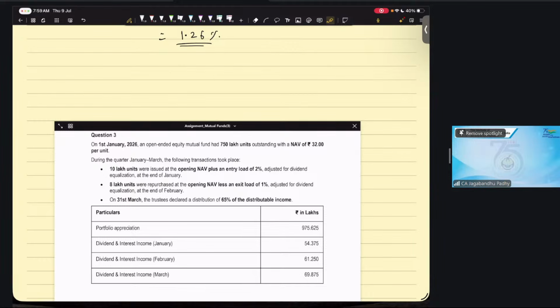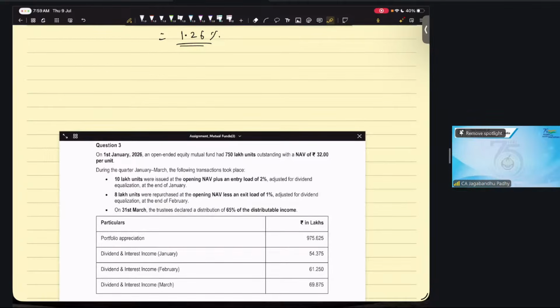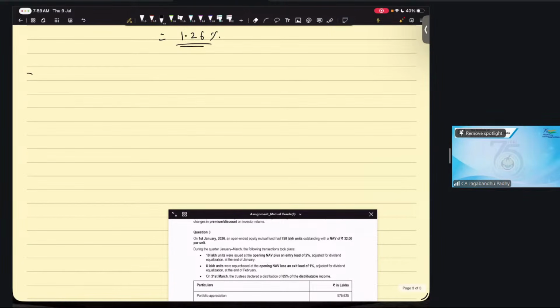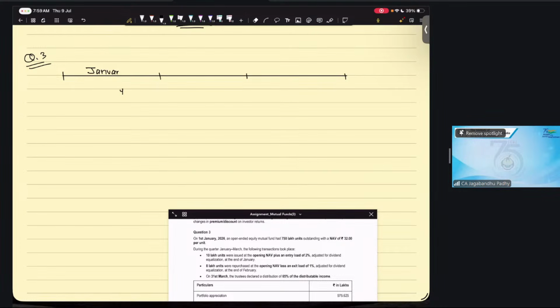Well, let us try to understand what this dividend equalization is with the help of certain numbers and maybe by way of charts. A timeline view. So this is representing the month of January. Let's say this time period is representing the month of February, and this is representing the month of March.